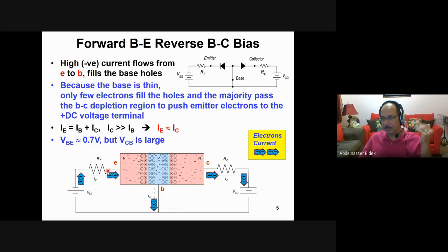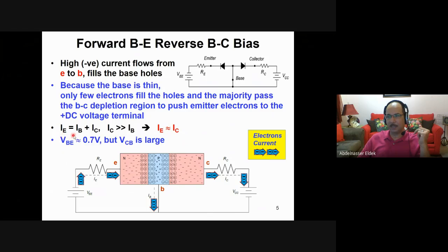Of course, the emitter current is equal to IB plus IC. But because IB is very small, you can approximate and say IE and IC are almost the same. Then these electrons will move in this direction and continue like this. So this is what happens in the NPN transistor if we connect forward bias here and reverse bias here: forward for the emitter and reverse for the collector.